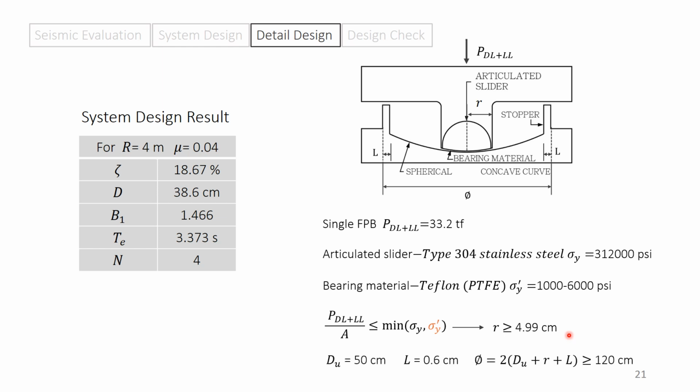Therefore, the size of the FPB will be determined. Since the ultimate displacement du is 50 centimeters and the stopper's length L is 0.6 centimeters, the diameter of the concave curve phi will equal 2 times du plus r plus L, which has to be bigger than 120 centimeters. So this will be the detailed design result of the example structure's FPB.